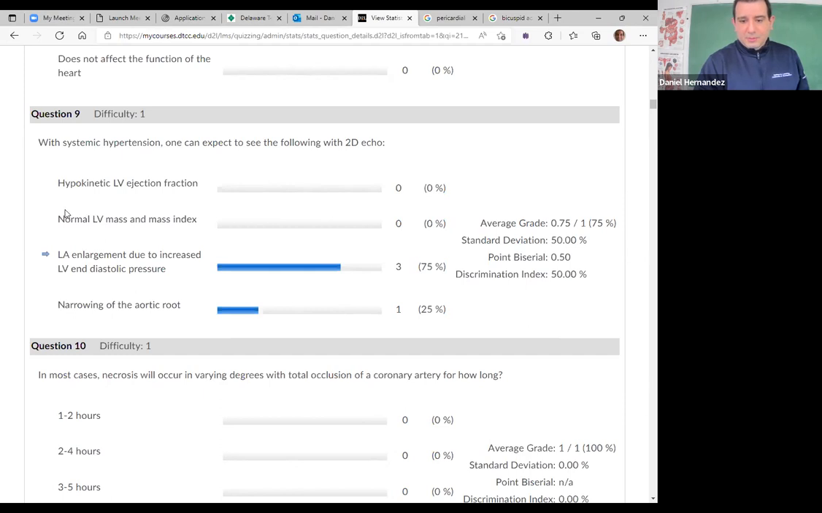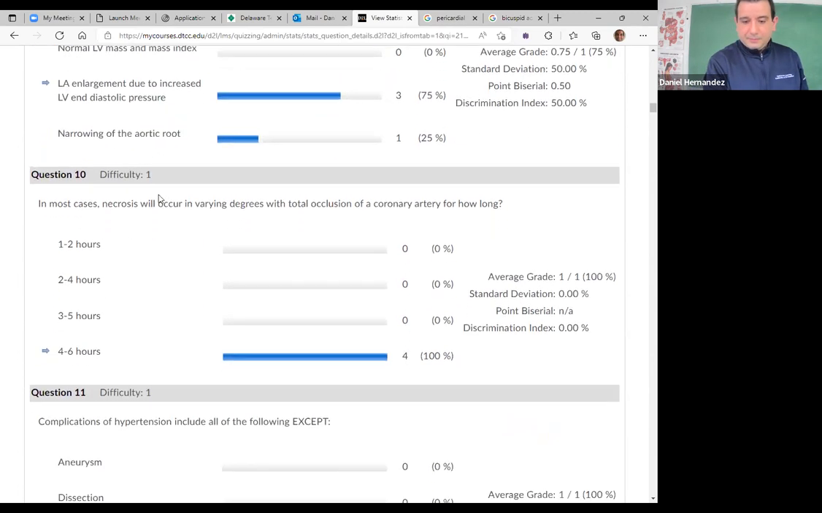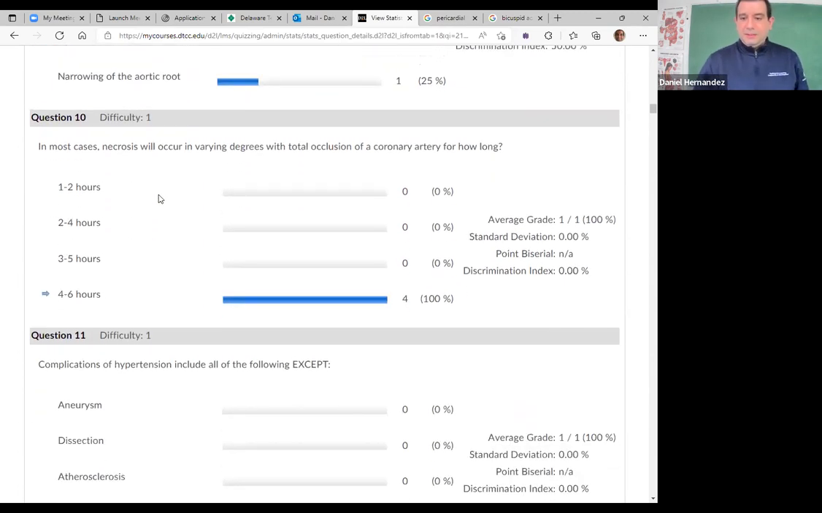So this is wrong. We'd typically expect that patient's LV mass to increase. We expect a large hypertrophied left ventricle, so the LV mass and mass index will both be increased. We don't expect a hypokinetic heart. If anything, we would expect a hyperkinetic one, because those walls have become thickened, and the internal chamber dimensions have become smaller. It's good. Necrosis begins 4 to 6 hours.